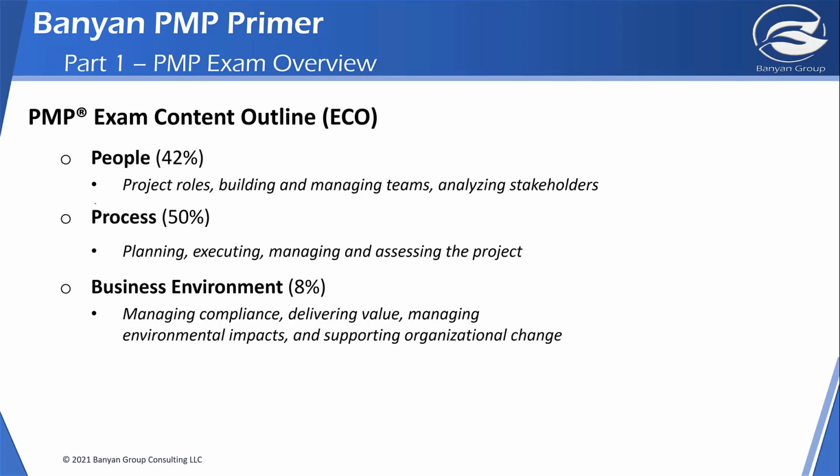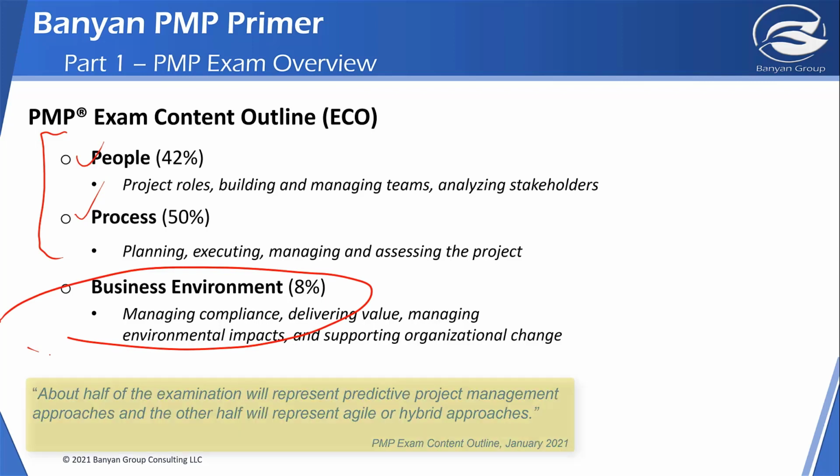The same is true when we go to part 3 and talk about Agile. Agile also includes people and process components, but it's important to understand the Agile framework. Then it's much easier at that point to identify the people and process elements of Agile. And so that's why we structured part 2 and part 3 that way. And then of course for part 4 of this series we focus primarily on the business environment. About half the examination will represent predictive project management approaches, and the other half will represent Agile hybrid approaches.